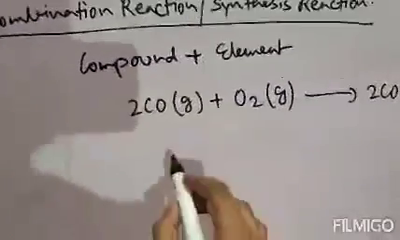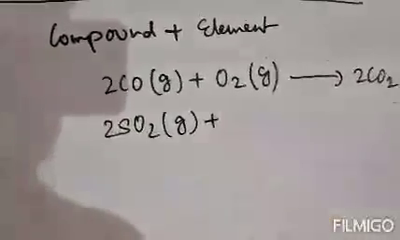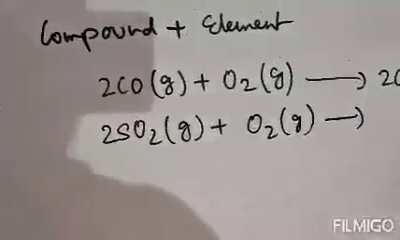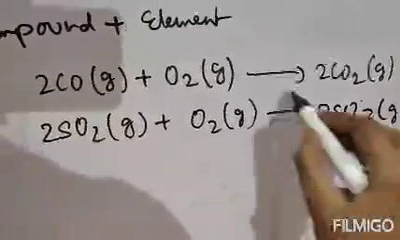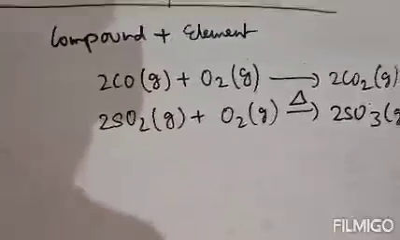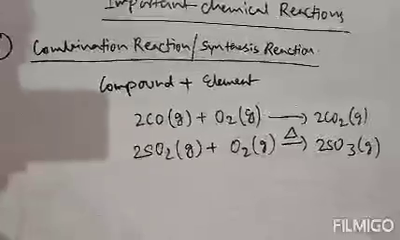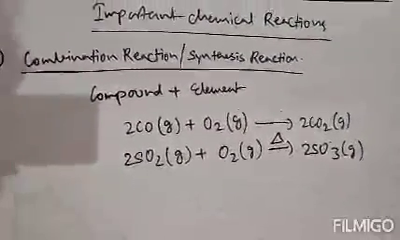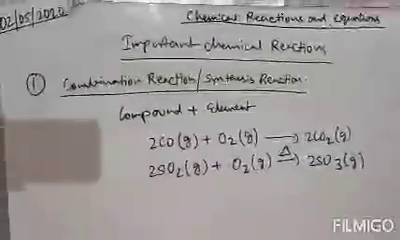Let's take another example. Suppose sulfur dioxide, this is a gas. Sulfur dioxide combines with oxygen, which is also a gas, and gives you sulfur trioxide. When you apply heat, this reaction will take place, so you have to apply heat over here. So sulfur dioxide, SO2, is a compound, which combines with oxygen, an element, to give the product sulfur trioxide, which is a gas. Clear? So these are the categories under combination or synthesis reaction.